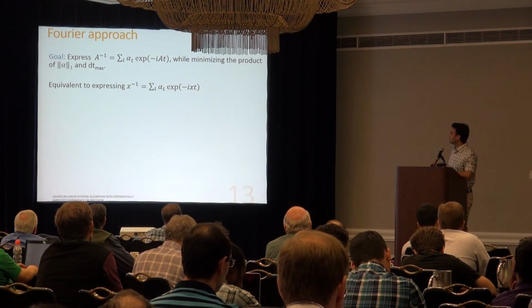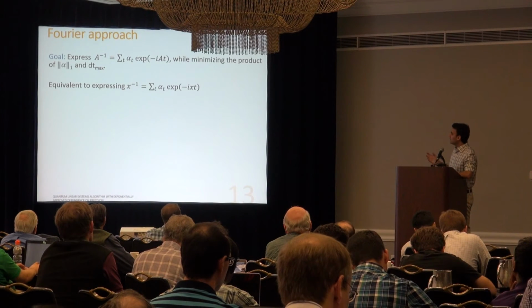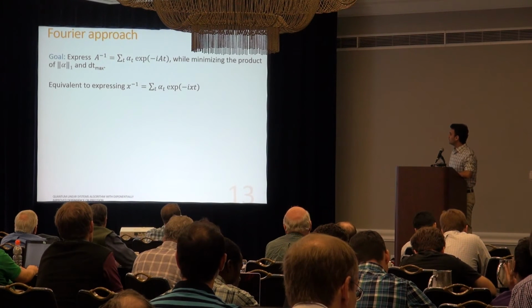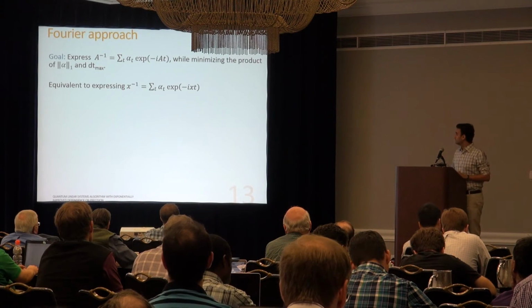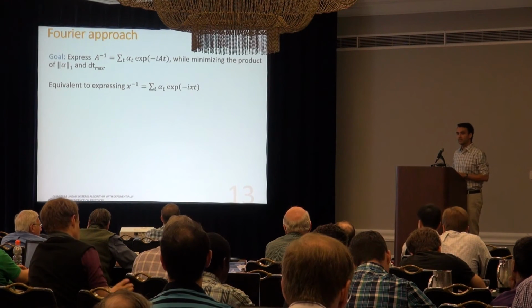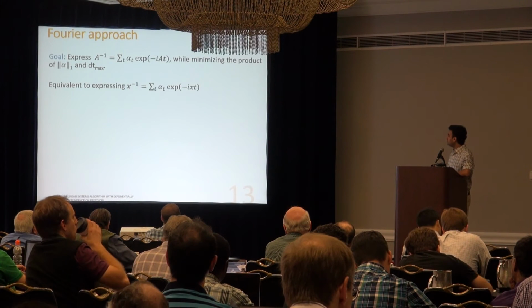You can diagonalize both sides of the equation in the basis that diagonalizes A, and then you're doing this individually for each eigenvalue. So let's just think of the simpler problem. You have some scalar x, and you just want to represent the function 1 over x as a linear combination of e to the minus iXt.